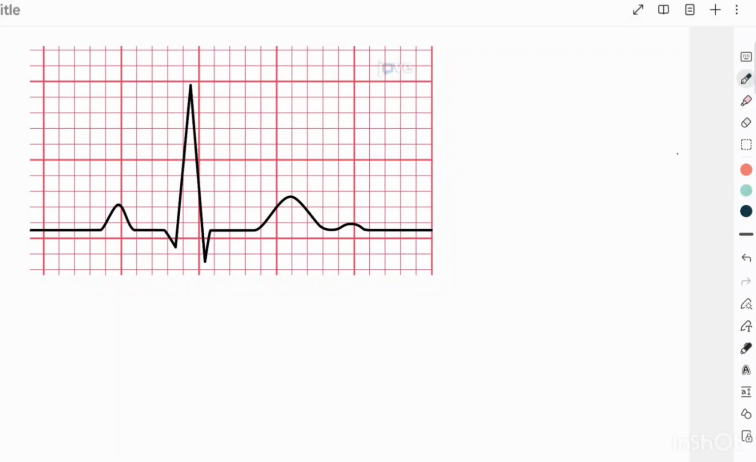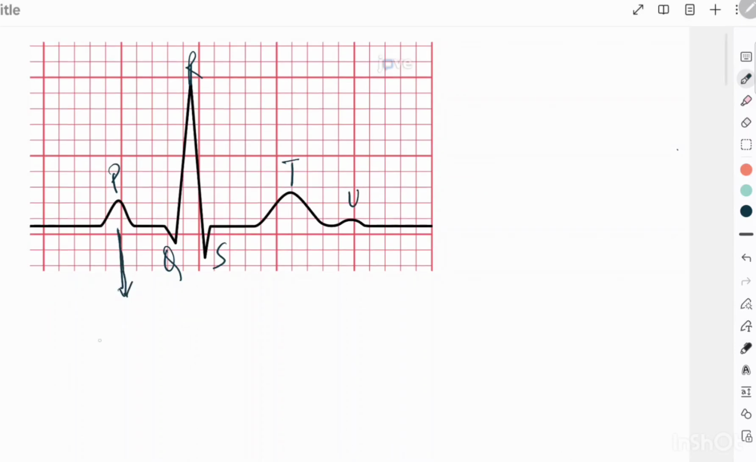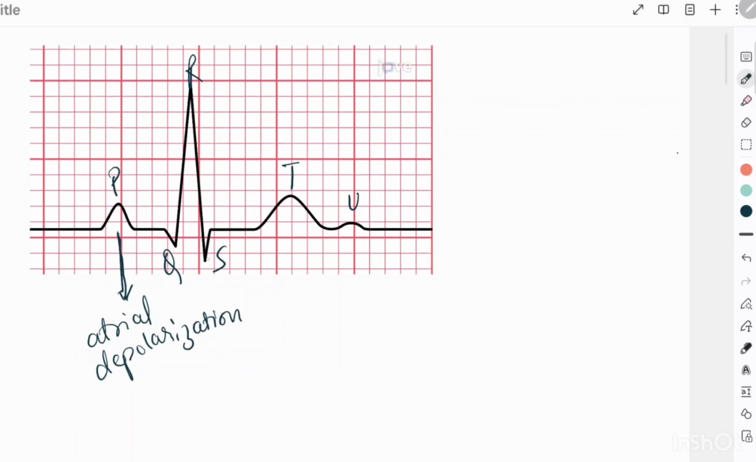To know what ECG represents: ECG represents the heart's electrical activity. Now, what are the waves of ECG? ECG has the P wave, QRS complex, T wave and U wave. What does P represent here? P represents atrial depolarization. QRS represents ventricular depolarization. T wave represents repolarization of the ventricles.